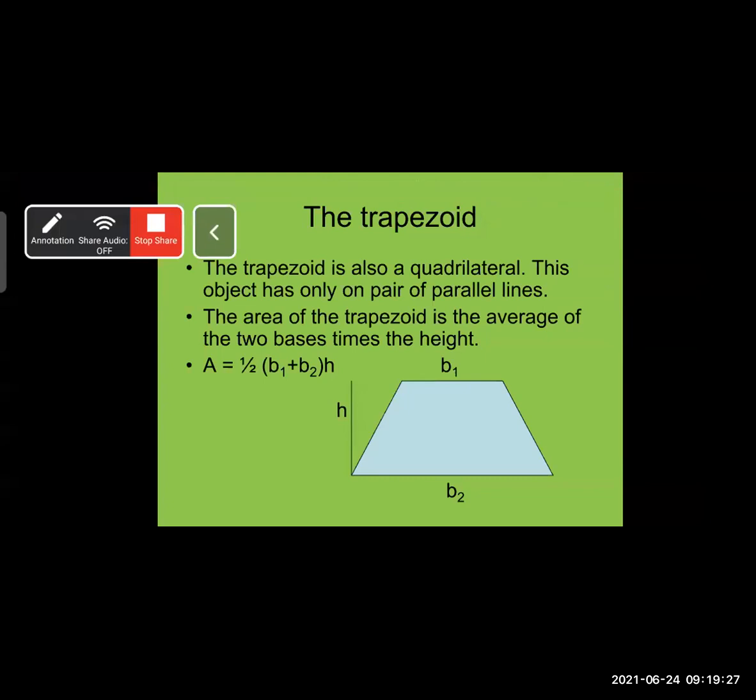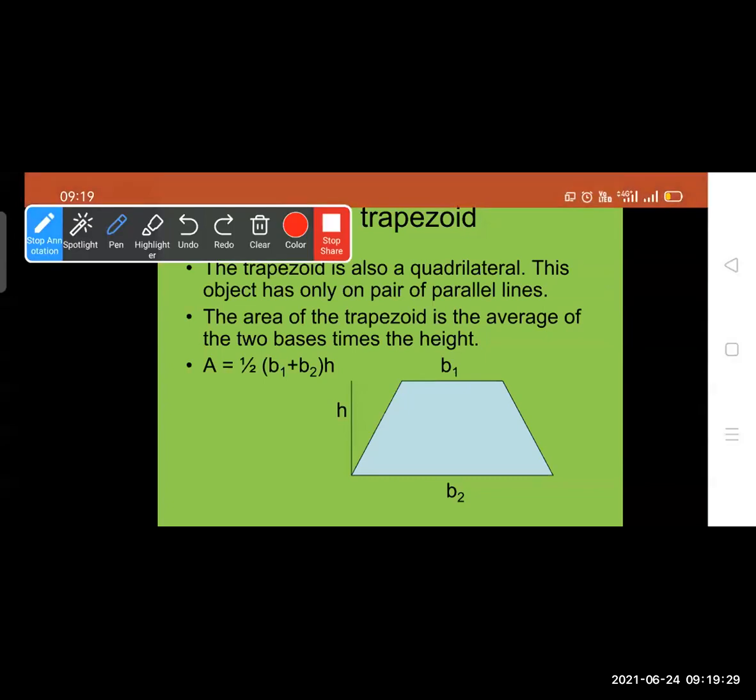Okay. So first we revise in short. Area of square is side square. Okay. Area of rectangle is length into breadth or length into width. Area of parallelogram is base into height. And area of trapezoid is equal to half into B1 plus B2 into H. Okay. So these are the formulas of areas of two-dimensional objects.